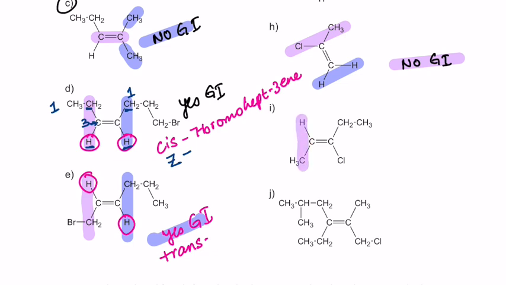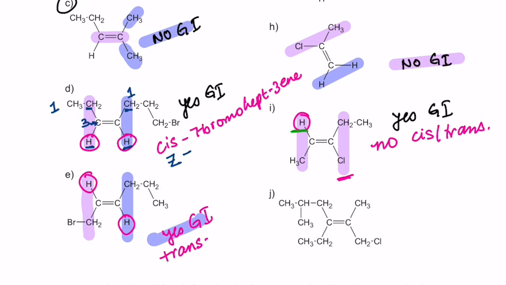Part I, this carbon has two different groups. This carbon also has two different groups. So yes, there is geometric isomerism, and the question is, can it be cis-trans? Well, you have a hydrogen on the first carbon, but there is no hydrogen on the second carbon, and cis-trans isomerism is only about hydrogens. If the hydrogens are on the same side or if the hydrogens are on different sides. So no cis-trans here, but you could have EZ nomenclature.